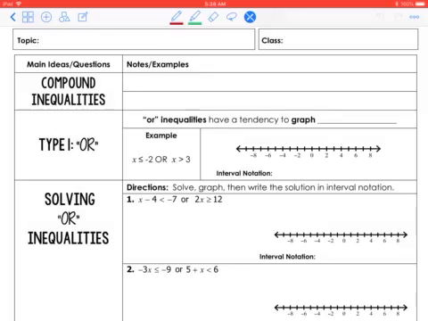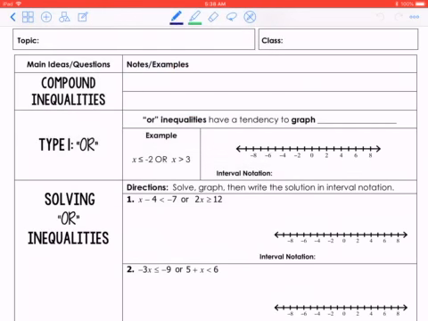So we're going to build off of the lesson that we did yesterday, which is regular solving multi-step inequalities. You guys did a great job. This video is going to come in two parts. There are two types of compound inequalities. The first type is OR, which we're going to talk about in this video, and the second type is an AND inequality. Make sure you have your notebook out.